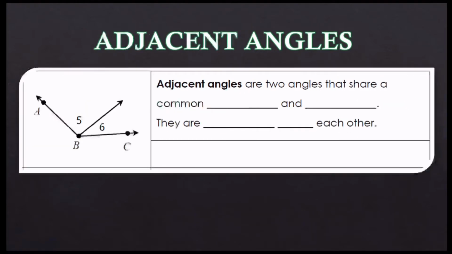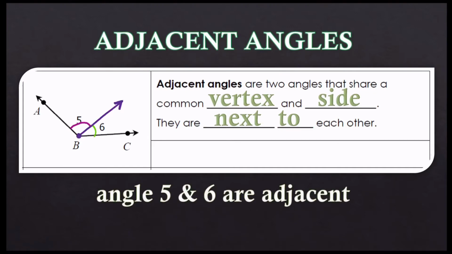Adjacent angles. Adjacent angles are two angles that share a common vertex and side. They are right next to each other. So if we go over here and look, here we have angle 5 and angle 6. What they have in common right here is that common vertex and side. They're sharing that side. That makes them adjacent. So angle 5 and angle 6 are adjacent.